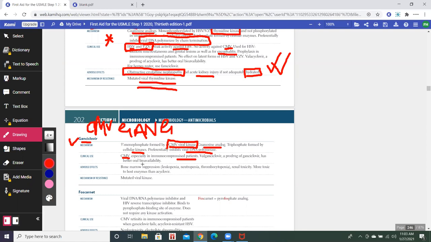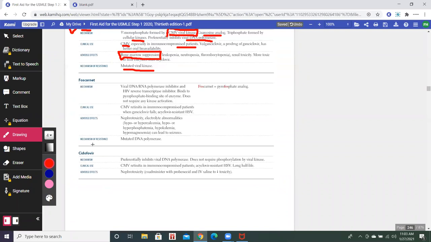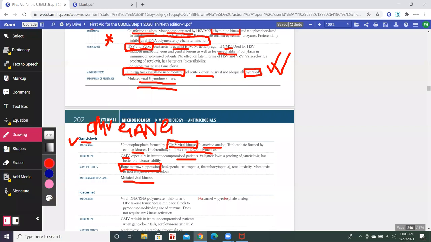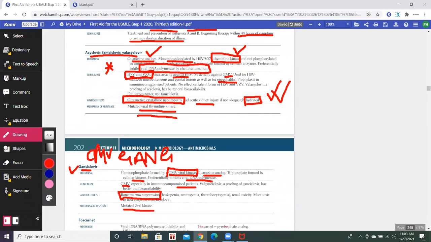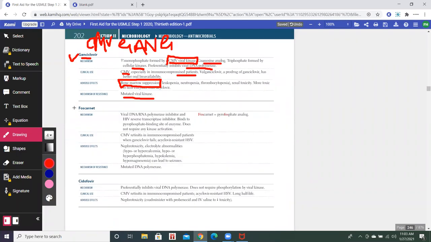Very good. Adverse effect wise, ganciclovir, since it's a guanosine analog, can cause bone marrow suppression. It's more toxic to host enzymes than acyclovir, which is why it causes bone marrow suppression. And obviously the mechanism of resistance is mutations of the viral kinase. If the viral kinase is mutated, then there would be no activation of ganciclovir. Please don't forget obstructive crystalline nephropathy for acyclovir.